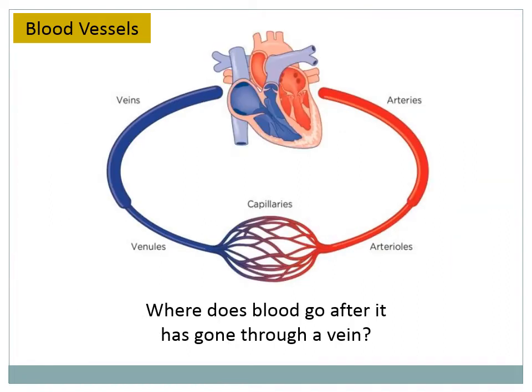All right, so lastly, we have to take a look at where it goes after it goes through a vein. So as blood is traveling along, we can see that after a vein, we are going to go directly back to the heart. Okay, so after we go through a vein, we're going to go directly back into the heart. We don't have multiple hearts, so back to the heart.